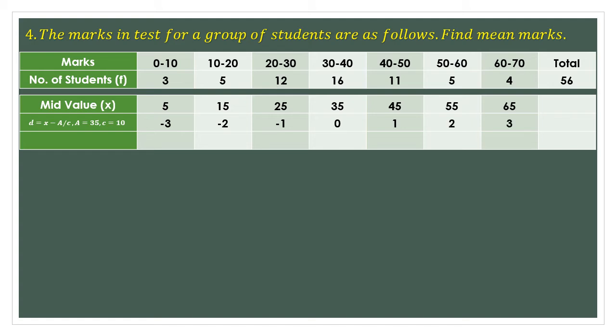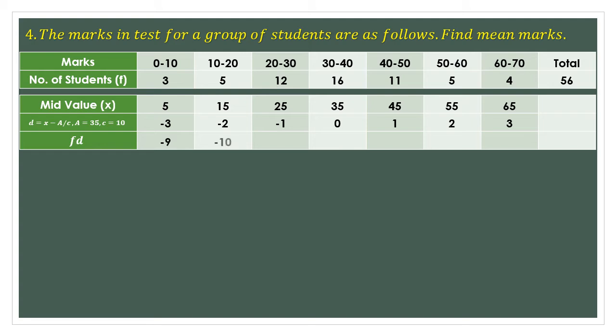As you can see, these numbers are in a sequence. So when the classes have equal class lengths, these numbers are always in a sequence with assumed mean as 0 and the remaining right side numbers as 1, 2, 3 and left side numbers as negative 1, negative 2, negative 3 and so on. Now I am multiplying frequency with the deviation here, that is FD.